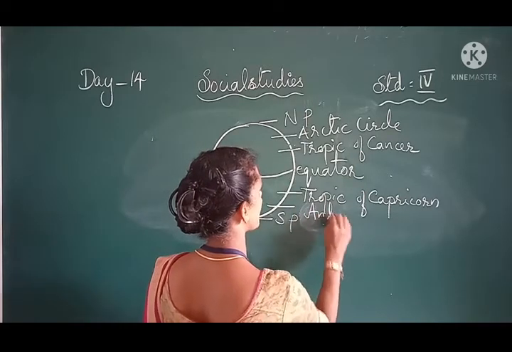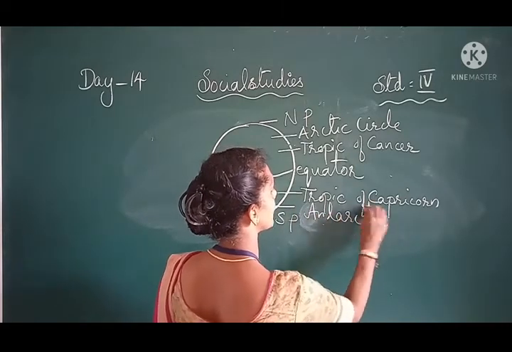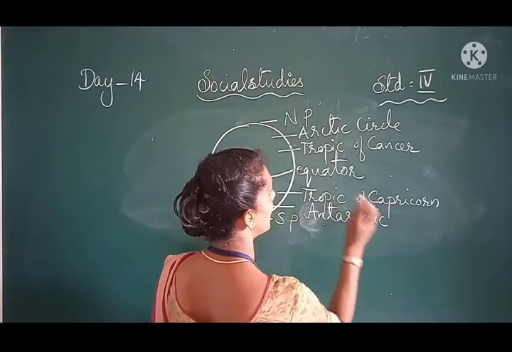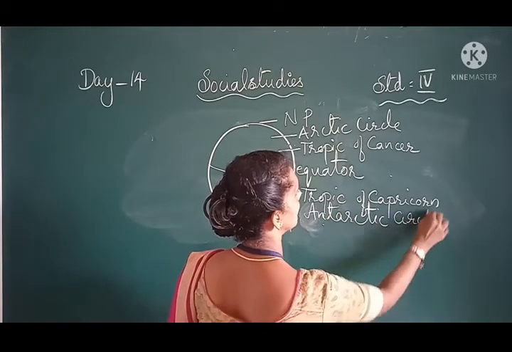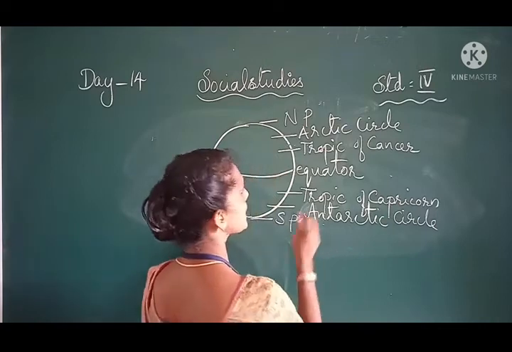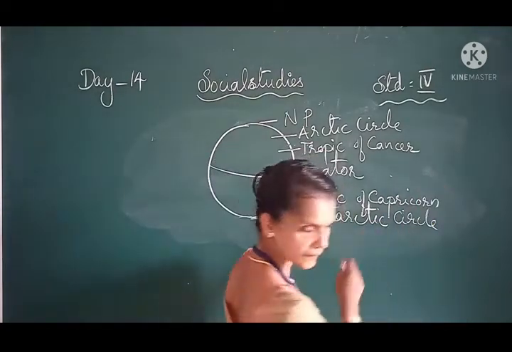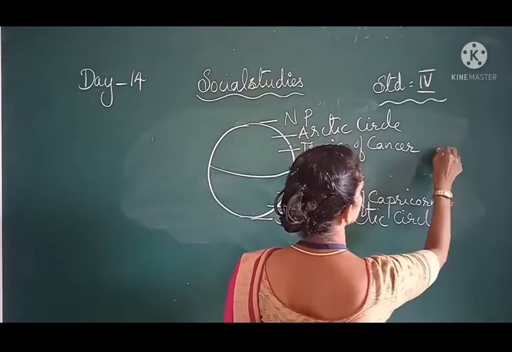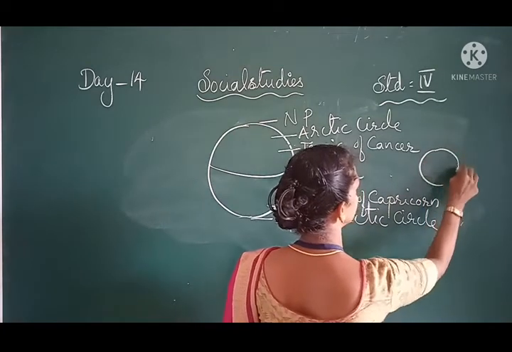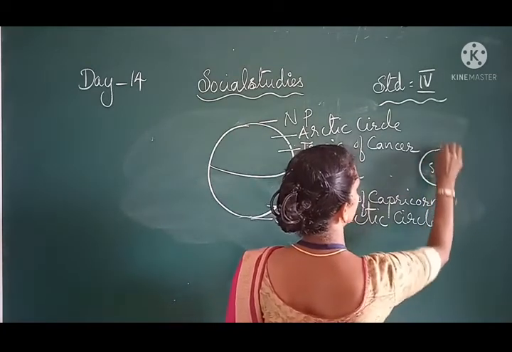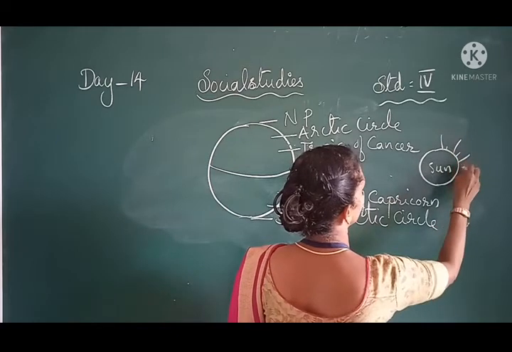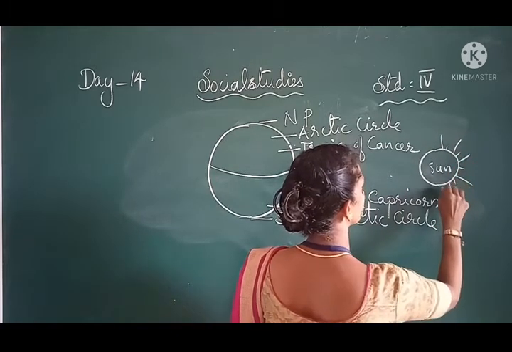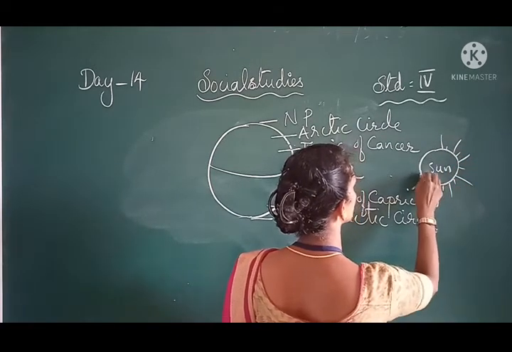This is the Antarctic Circle, A-N-T-A-R-C-T-I-C. Antarctic Circle. And this is the sun. Sun. You can see the diagram there and you can see what happens on 21st June.